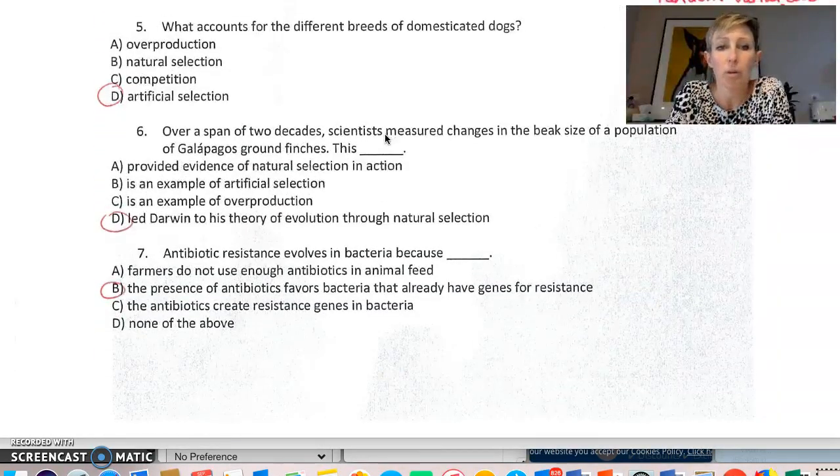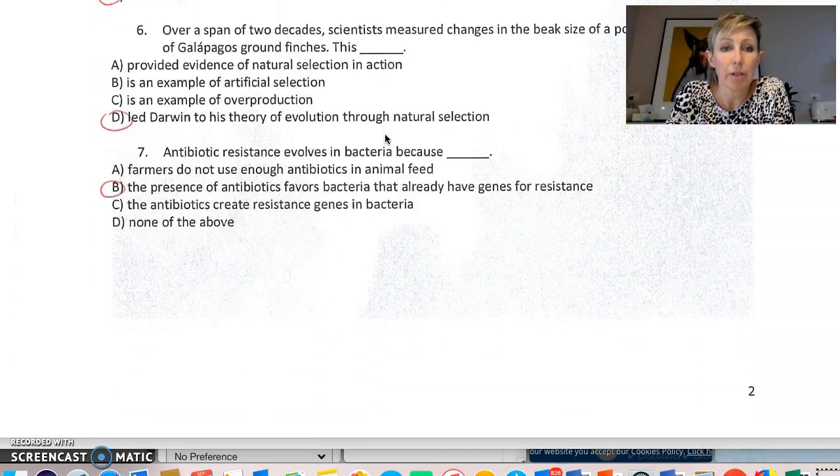Question 5. What accounts for the different breeds of domestic dogs? Well, that is in fact artificial selection. Question 6. Over a span of 2 decades, scientists measured the changes in beak size of a population of the Galapagos ground finches. This led Darwin to his theory of evolution through natural selection. Okay, so his observations on the Galapagos led him to the theories that we now know about and are commonly accepted today.